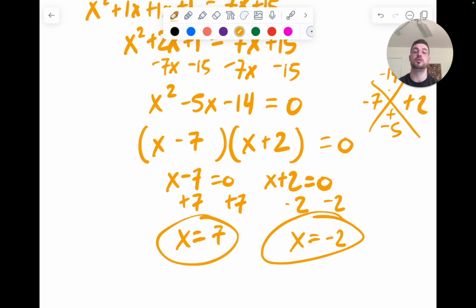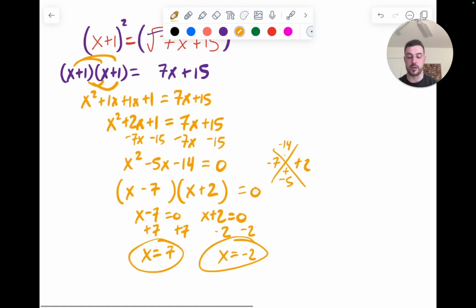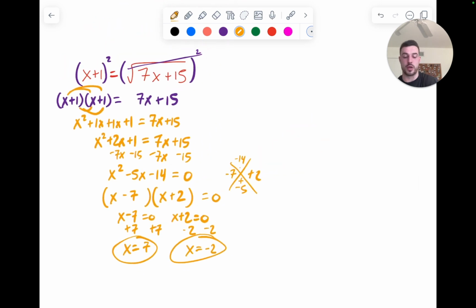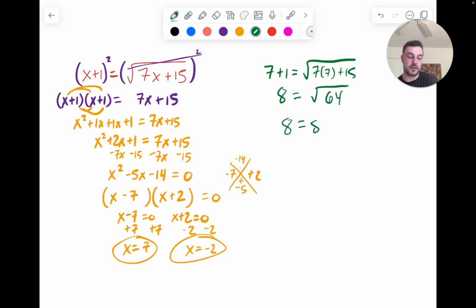Again, the methods we use to solve sometimes create solutions that are not really solutions. Those are called extraneous solutions. So what I'm going to do is I'm going to have to go up to our original equation, and I'm going to plug each one of these values in one at a time. So I'm going to have 7 plus 1 should be equal to the square root of 7 times 7 plus 15. I get 8 is equal to the square root of 49 plus 15 is 64. And the square root of 64 is 8. And therefore, this checks out. And x equals 7 is a solution.